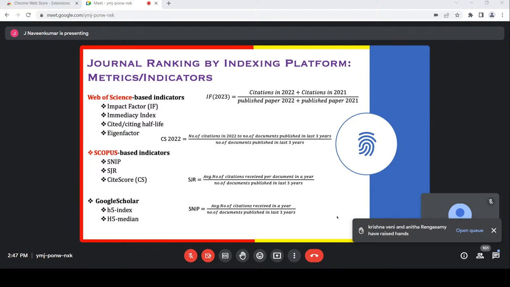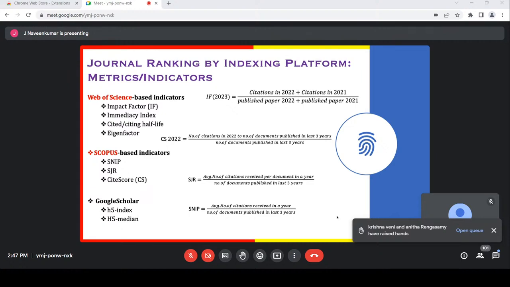Now, the next is citable items. These are some of the fundamental metrics that I'm explaining here. We have many similar metrics which can be used for ranking, but normally journals rank their journals on the basis of impact factor only.